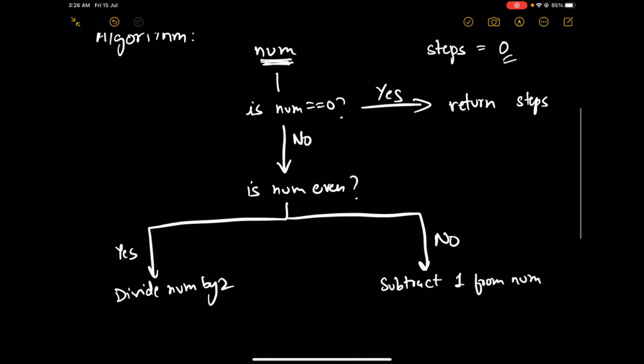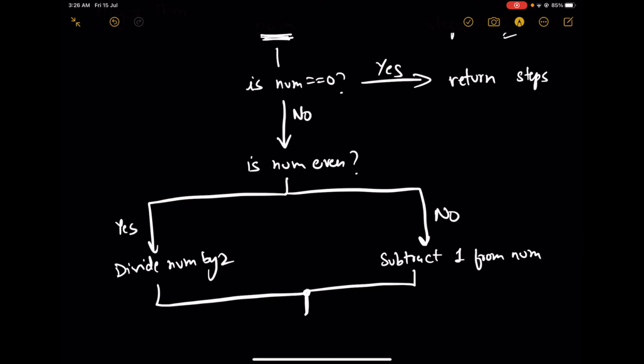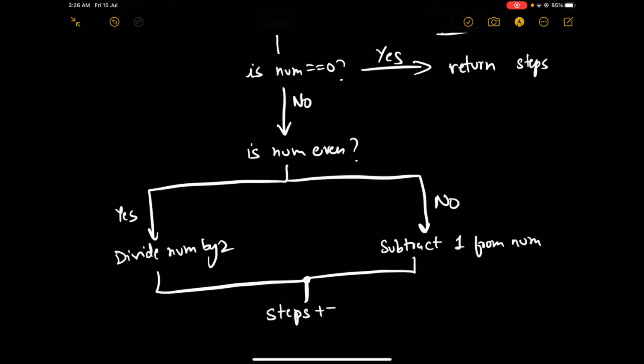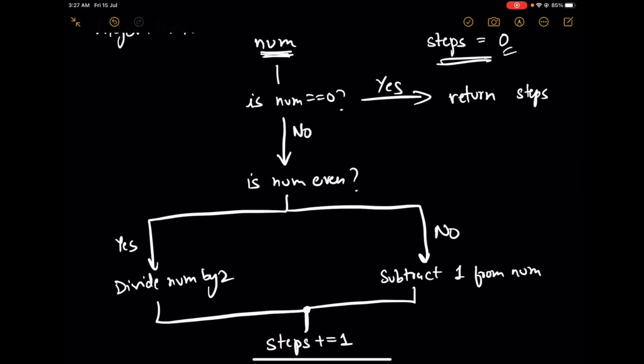Now, after this, what do I do? What am I doing in either of these cases? Whether num is even or num is odd, I'm performing one step, right? So after I perform any of these steps, I need to increase my steps variable by 1. I do this because I performed a new step, and to count that step, I increase my original steps value by 1.